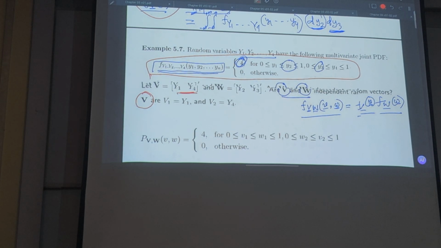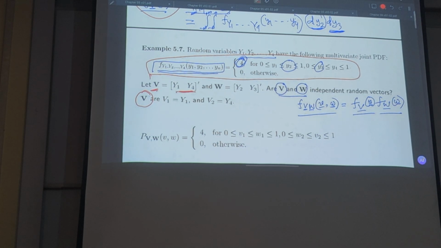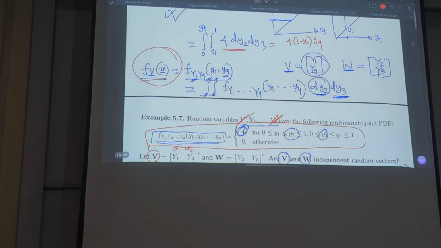And we define a vector V which actually has 2 random variables. Which one? Y1 and Y4. So V you can consider has 2 components, V1 and V2. V1 is related to Y1 and V2 is related to Y4. And then how can we calculate the PDF of the random vector V?